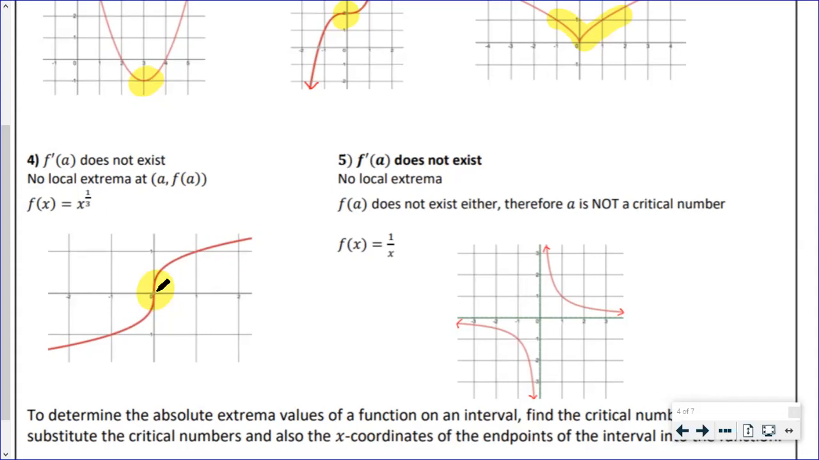And in this particular situation, f(x) is equal to 1/x. The derivative does not exist, and f(a) also does not exist. We have an asymptote. Therefore, a is not a critical number. So when you have an asymptote, you don't have a critical number at that particular value of a.